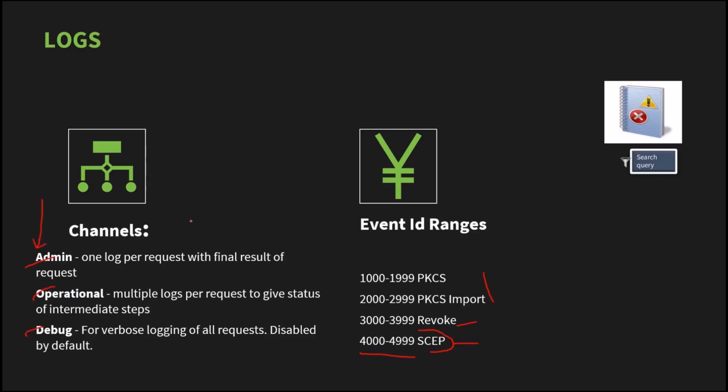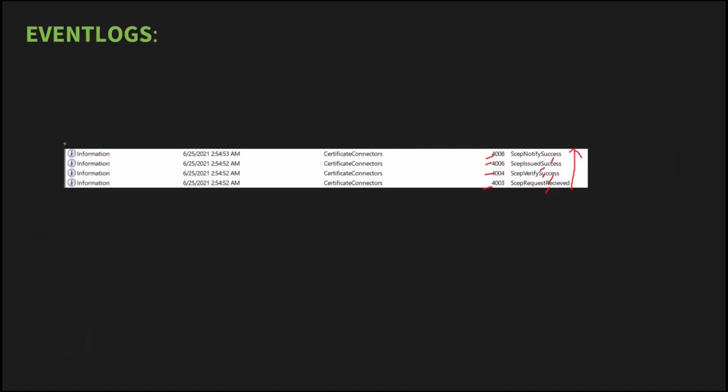It only contains one log per user or per device, or let's say one log per certificate. The operation log is going to contain a lot of information. So this is taken from the operational log in the certificate connectors. So it is going to contain 4 logs in case of a successful certificate deployment.